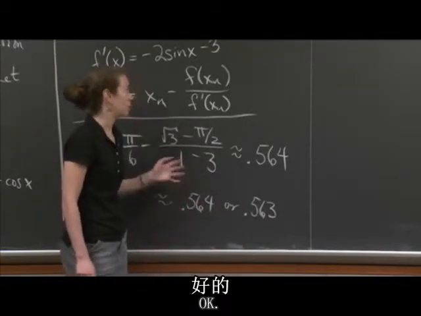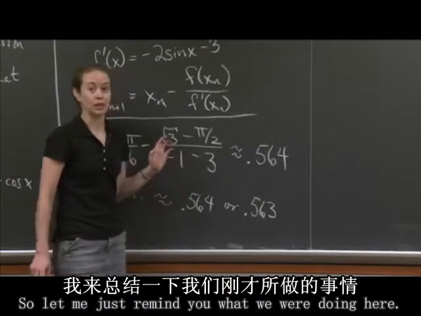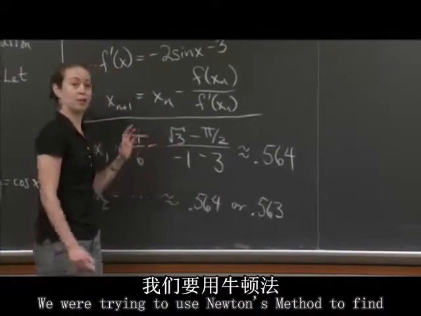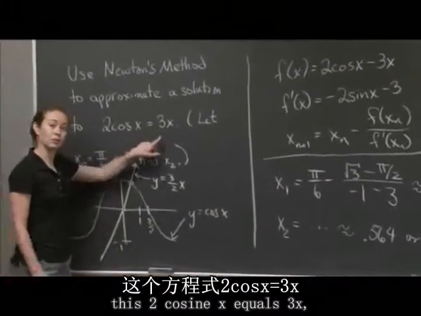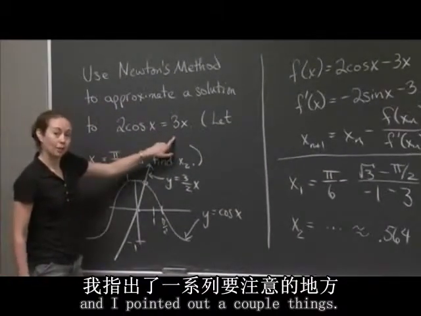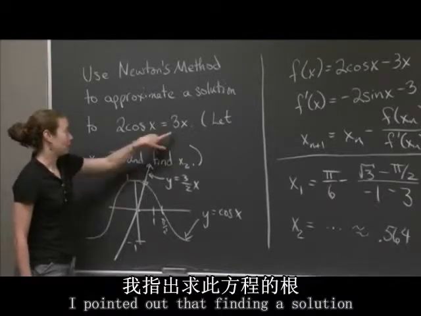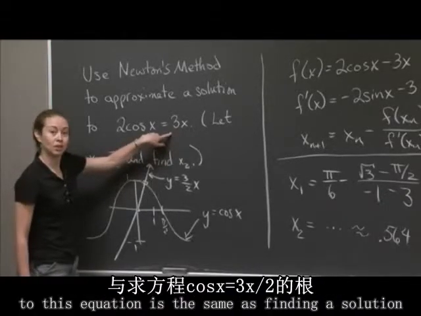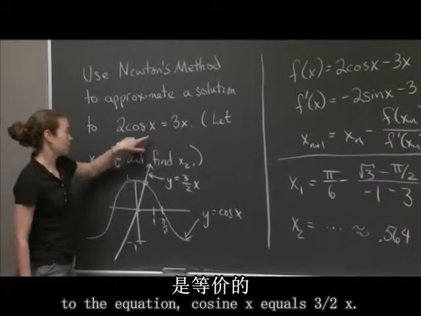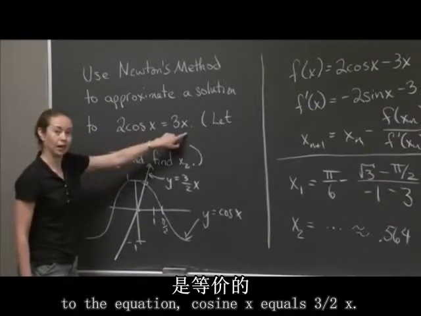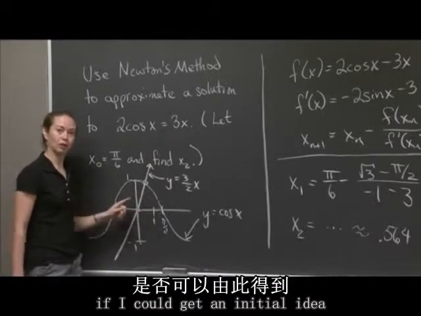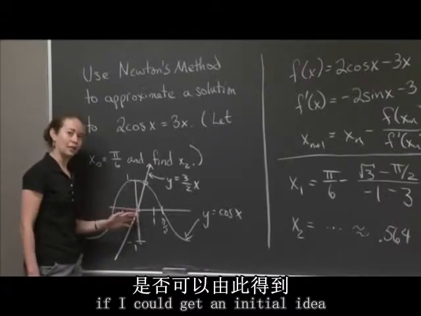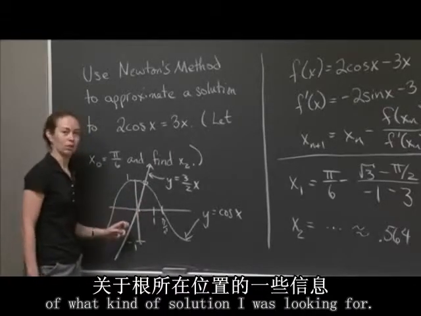OK, so let me just remind you what we were doing here. We were trying to use Newton's method to find a solution to an equation that I had written up here, this 2 cosine x equals 3x. And I pointed out a couple things. I pointed out that finding a solution to this equation is the same as finding a solution to the equation cosine x equals 3/2 x. And so I did that as a graph to sort of see if I could get an initial idea of what kind of solution I was looking for.